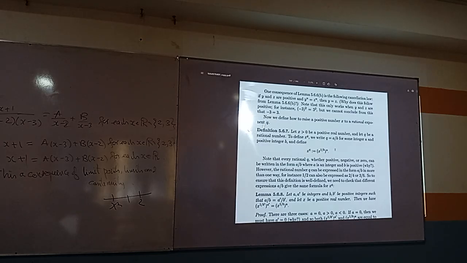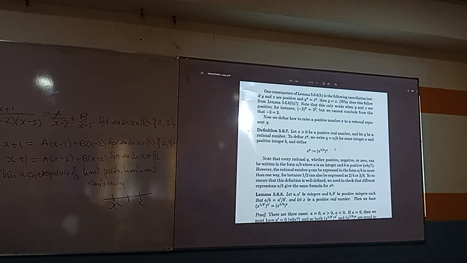Let a' be an integer and b' be a positive integer such that a over b is equal to a' over b', and let x be a positive real number. Then we have x to the 1 over b' raised to the power a' must be equal to x to the 1 over b raised to the power a.